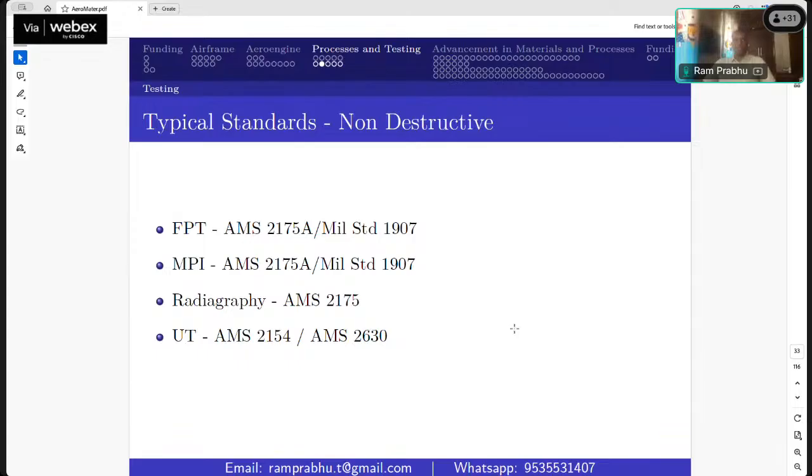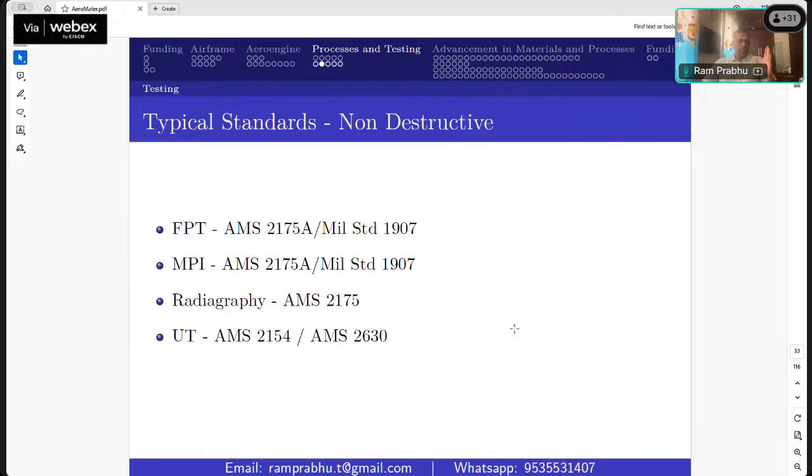Another area which is least explored by the metallurgists or mechanical engineers is the identification of defects. Just as properties are important for deciding performance, defects are too. If it is a surface defect, we use fluorescent penetrant.